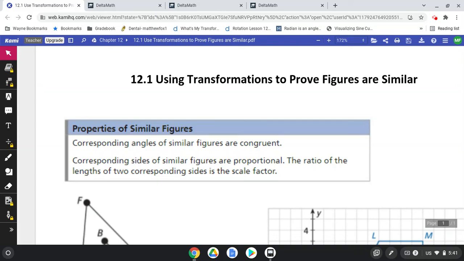I will try to keep this brief, but please watch this as today is the first day of Chapter 12. Chapter 12 is going to be about similarity, and today we will talk specifically about how we can use transformations to prove that figures are similar.